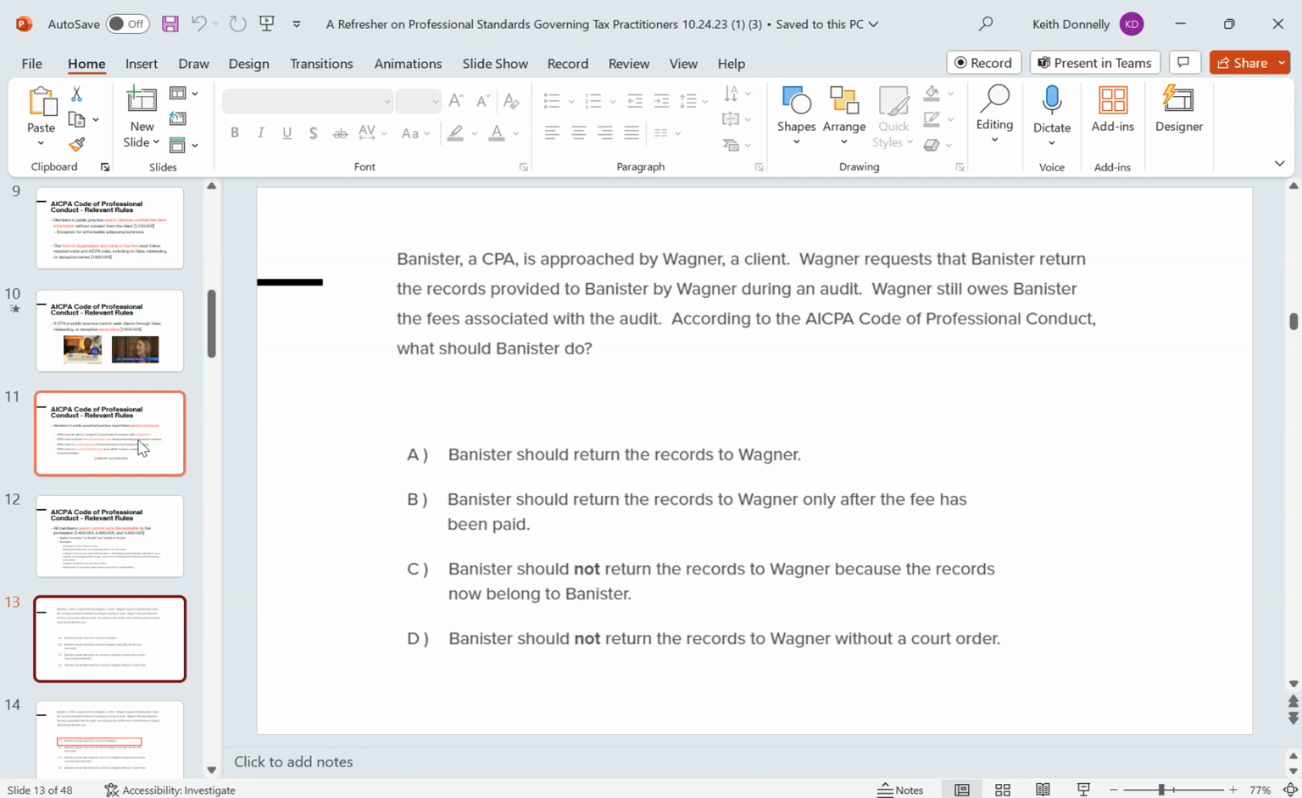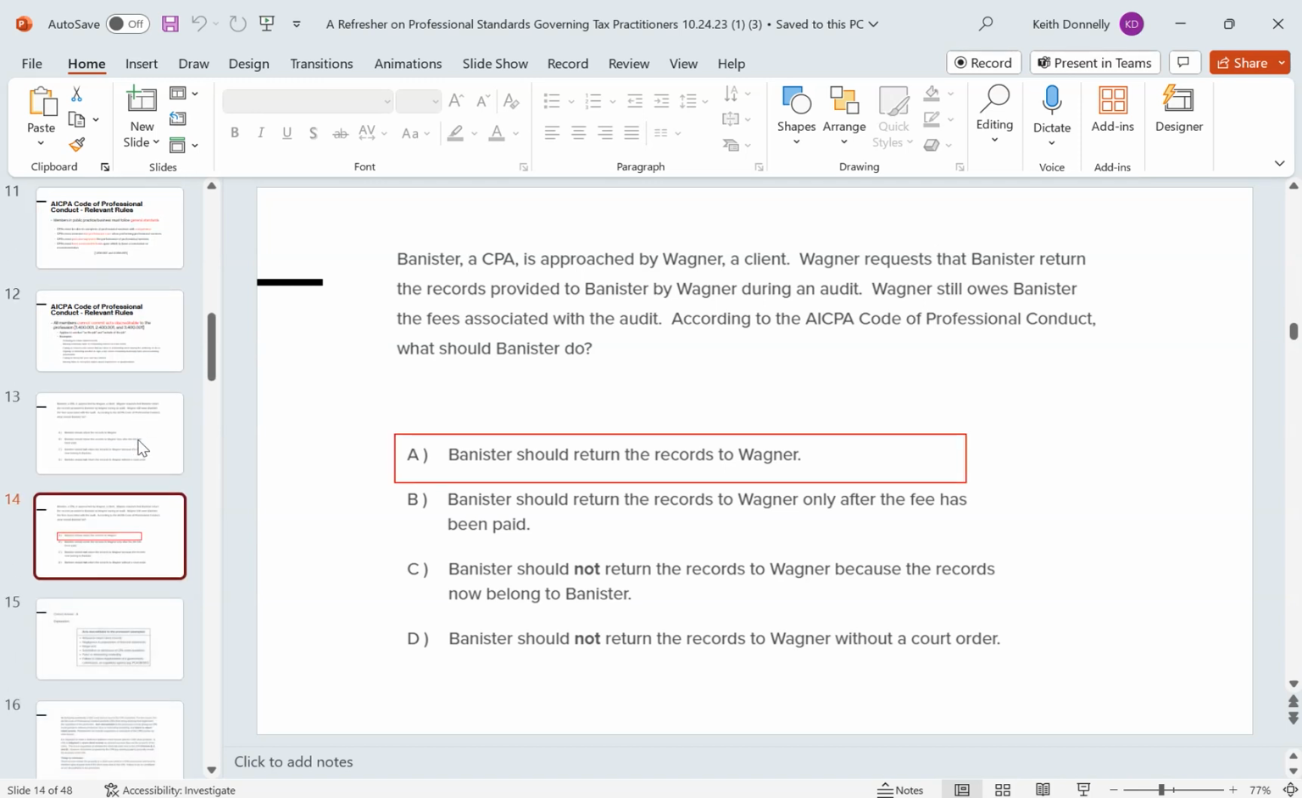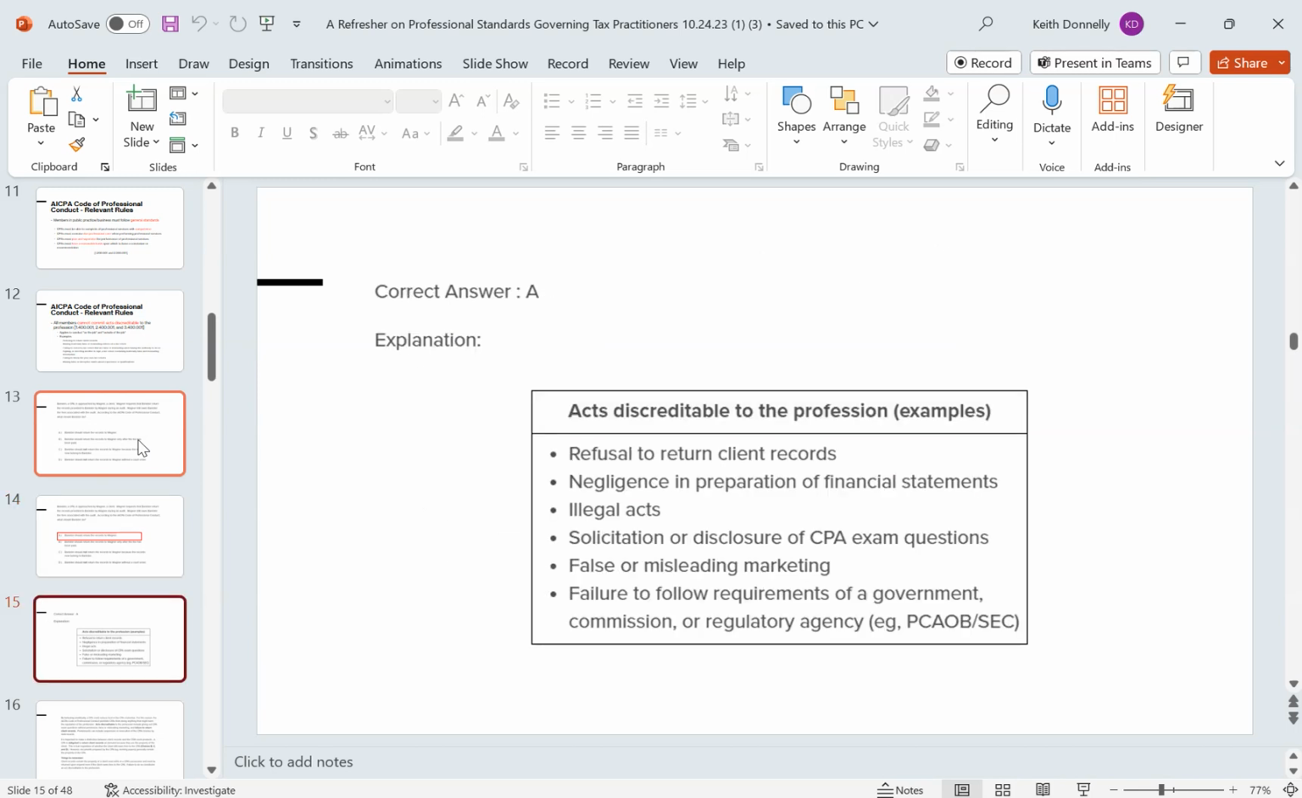Okay, so if we look at this question here, we have a CPA and they're approached by the client. The client says, hey, can you please return my records? The CPA says, we'd love to give you these records, but hey, you still owe us the fee. What does the AICPA say you have to do here? Well, essentially, the records are the client's, right? You can't hold those things hostage, right? So refusing to do so would be an act discreditable.